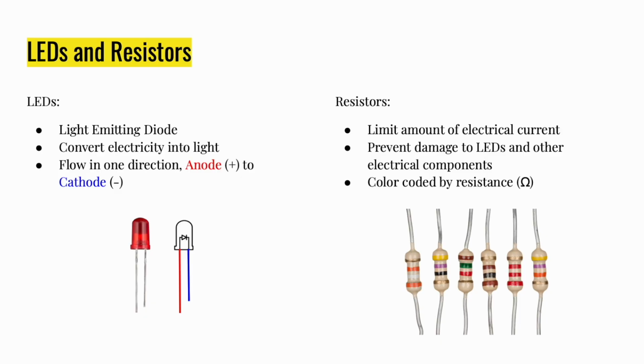Resistors are important when working with LEDs, as they limit the amount of electrical current flowing in a circuit, preventing damage to the LEDs and other electrical components. They're color-coded based on their resistance, and since this code is universal and based on a global standard, if you're not sure of the resistance of a resistor, you could just look up online based on its color to find out.